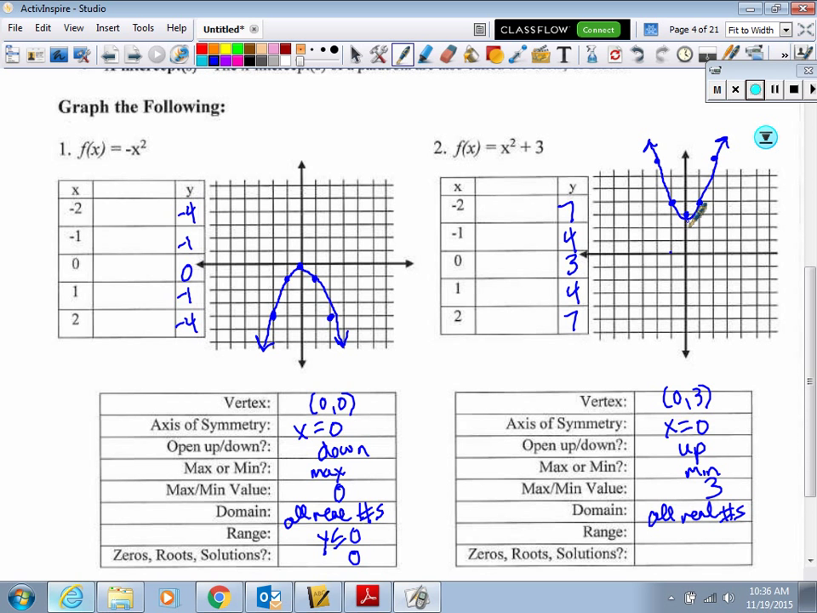Range, y is greater than or equal to 3. If it's opening up, its y is greater than or equal to. If it's opening down, its y is less than or equal to. And then does it cross the x-axis at all? Nope. So don't write 0, write none. Okay? That's how we're going to do that.